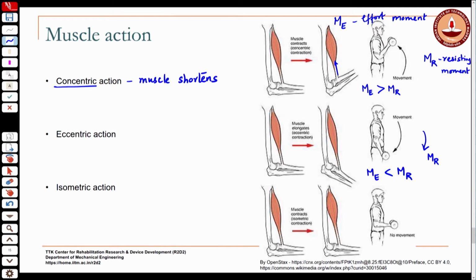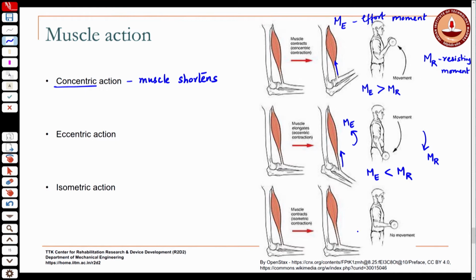And the movement is in the direction of the resisting moment, opposite to the direction of the effort, because the muscle is still pulling here, the muscle can only exert tension. So, the muscle moment is still applied in this direction, the muscle cannot push. This kind of eccentric lengthening is usually done by some kind of an external load. The muscle itself cannot lengthen on its own, it cannot activate to lengthen itself. So, there has to be an external load.